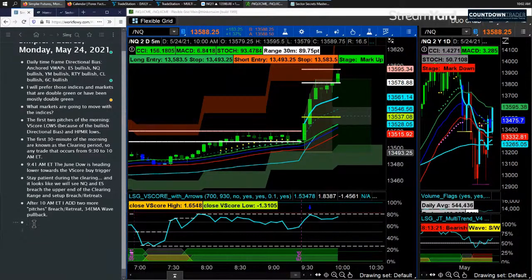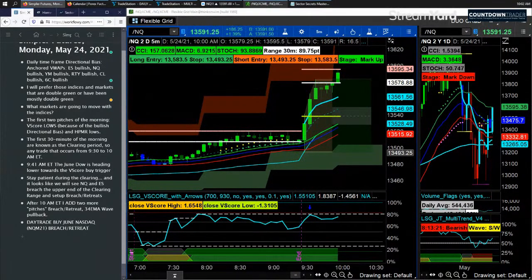Now, you don't have to trade this via futures, minis. You can trade it through micros. You can trade it through the ETF alternative options. So, that part of it, sort of your choose your own adventure. So my day trade buy of the June NASDAQ, which is the NQM21 contract. This is a breach retreat setup. So you know what kind of setup we're talking about.